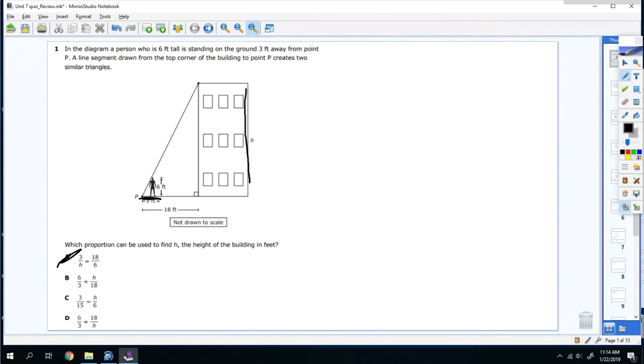Next, they did 6 over 3. So they went from the height of the man to the shadow of the man. So that means that you need to do the height of the building to the shadow of the building. So that is correct. C is wrong because it says 15. 15 is not even part of the problem. They did 18 minus 3 and got 15. That's not how you do that.